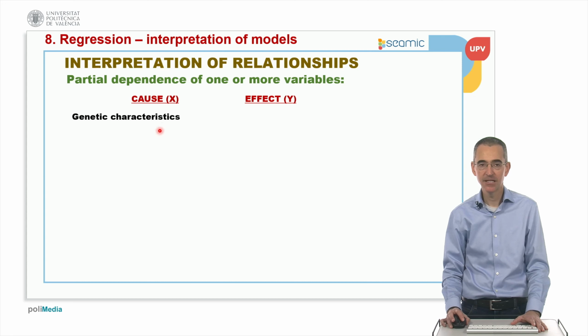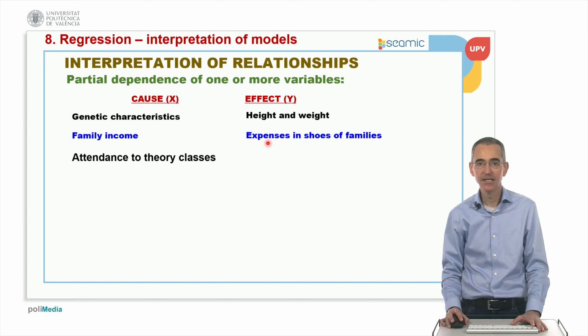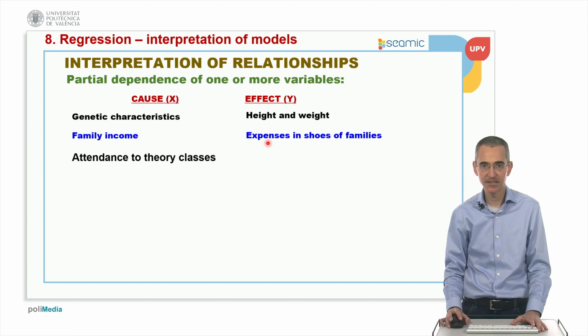For example, genetic characteristics can affect the height of a person and also can influence the weight of a person. So we can find a positive correlation between height and weight of a person, but it's not a cause-effect relationship. It means that if a person increases the weight, we will not expect also an increase of the height. Also, the family income, for example, will influence the expenses in shoes of the family. Well, this is an example that I explained in a previous slide.